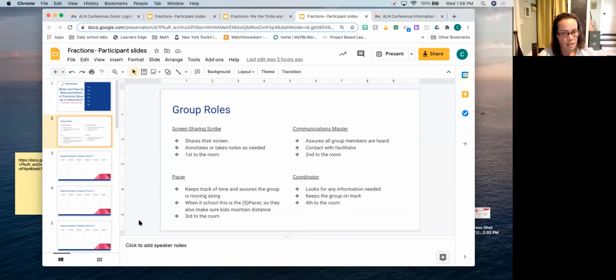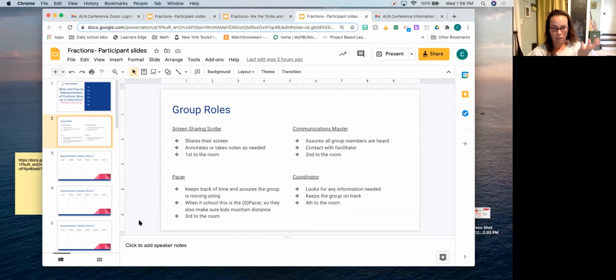Can you guys see the group roles right now? I should have asked you that first. Okay, good. The first one who gets to the breakout room is what I call the screen sharing scribe. They're the person who's going to share their screen and do the recording on the slide. The second one to get to the room is the communications master. They're going to ensure that all group members have spoken and have been heard.